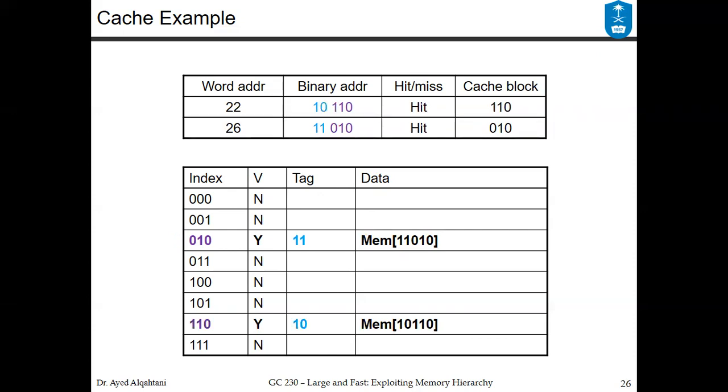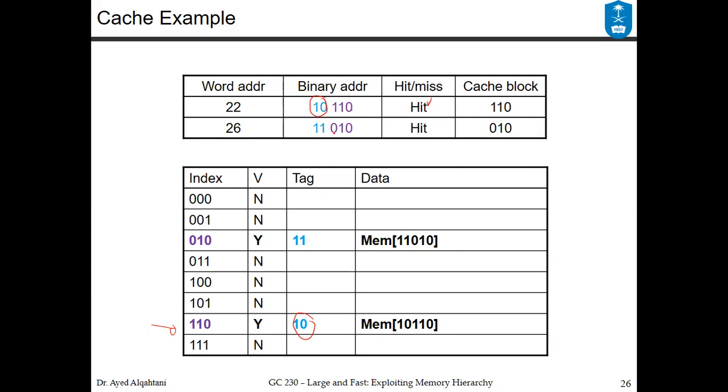You go back again, and next time you have the access of the word address 22. Luckily, we already have it in the cache. So when you write the binary address, you find 011. This is 011. Oh, there is something. Let's check if it's the same thing that I want. So I check the tag with the tag. Yes, it is the same tag, so it's a hit.